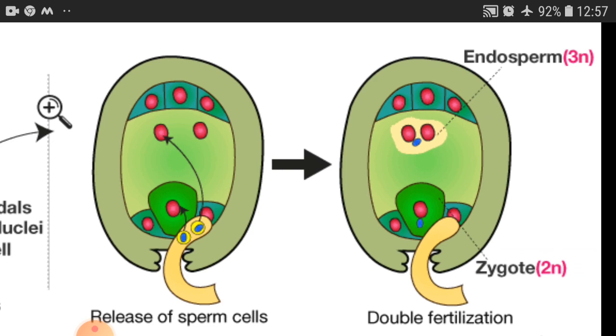Do you get it now? Why do we use the word double fertilization in angiosperms? Because of the two male gametes present in the pollen grain, one of them fuses with the egg cell to form the zygote, and the second one fuses with the two polar nuclei to form the primary endosperm nucleus. So the ploidy here is also different. In the zygote, the ploidy is 2n, and in the endosperm, the ploidy is 3n.